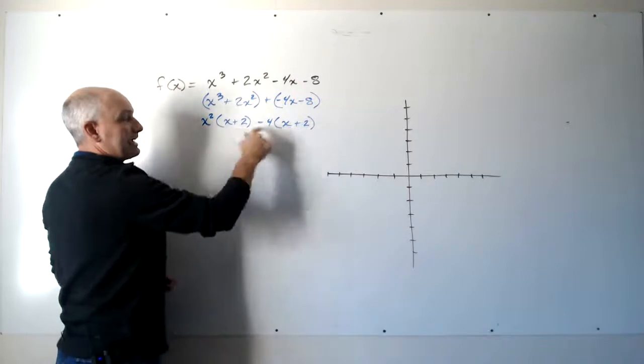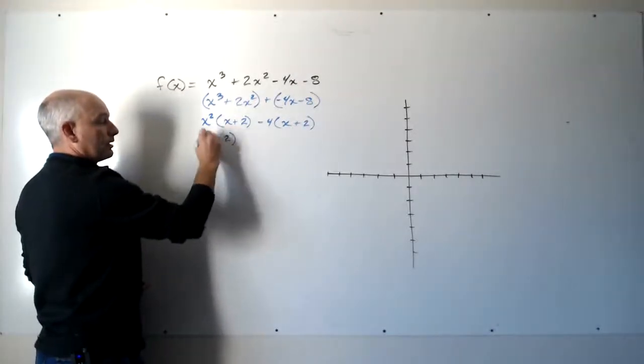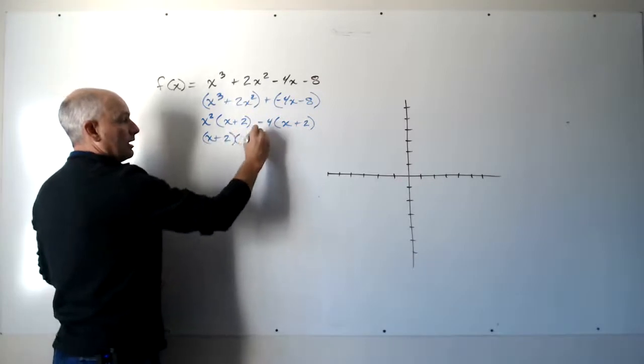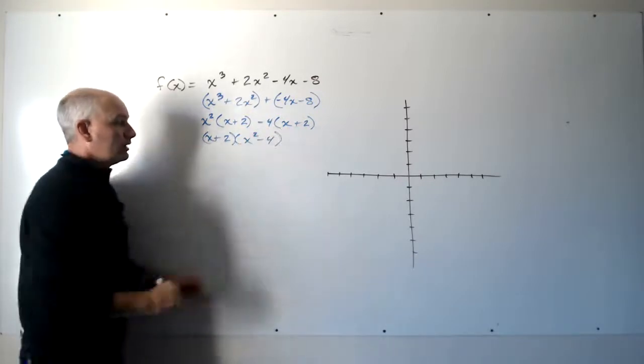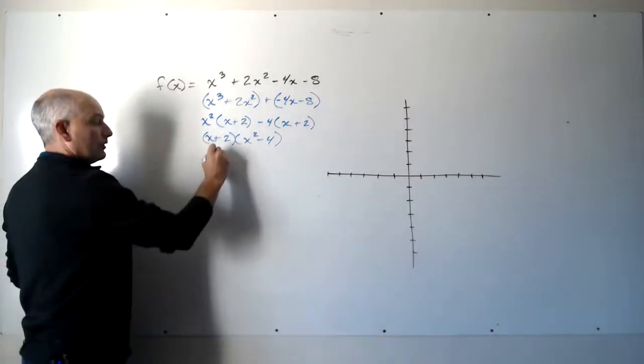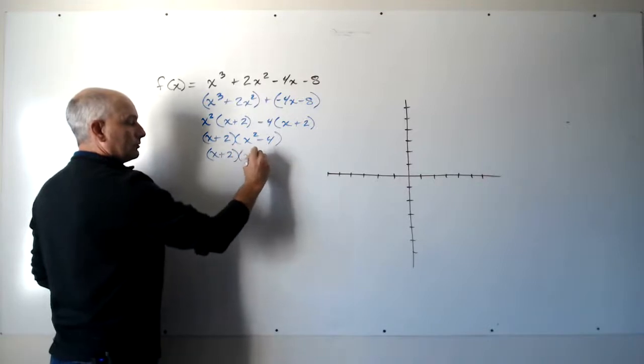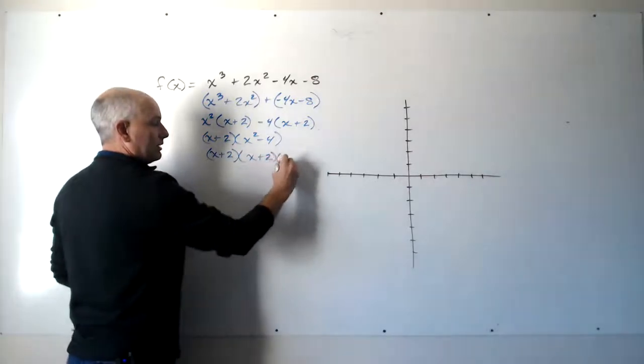Now we've got a common group, x plus 2, times x squared minus 4. This is hopefully screaming at us. In its fully factored form, x plus 2, x plus 2, and x minus 2.